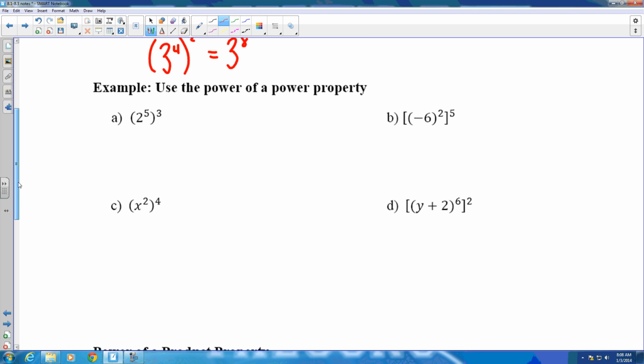Okay, so similarly with these examples down below, we multiply the exponents, so it's 2 to the 15th for A. B would be negative 6 to the 10th, remembering your parentheses. C is x to the 8th. And D, our base is just the y plus 2, so we don't actually do anything different other than treating that like a negative, keeping it in the parentheses, y plus 2 to the 12th power.